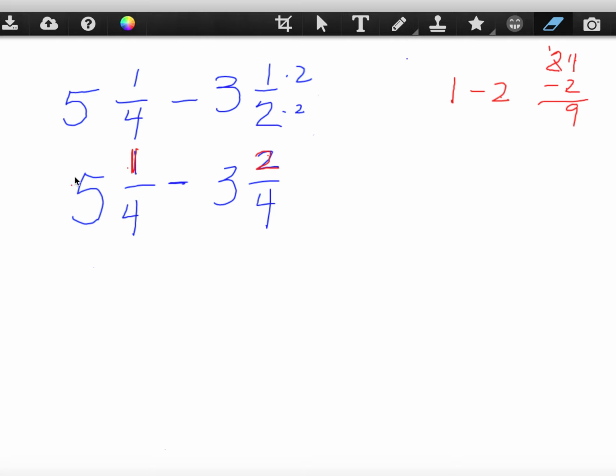I can take 5 and 1/4 and convert it into an improper fraction, and convert 3 2/4 into an improper fraction, and then subtract and change them back. So I'm going to show you that method first.